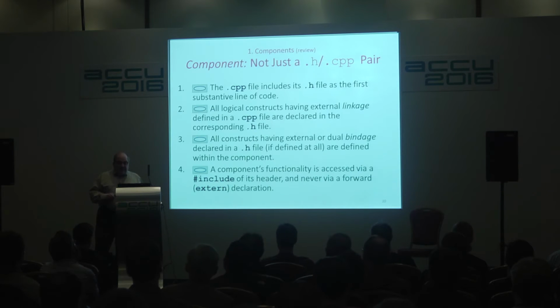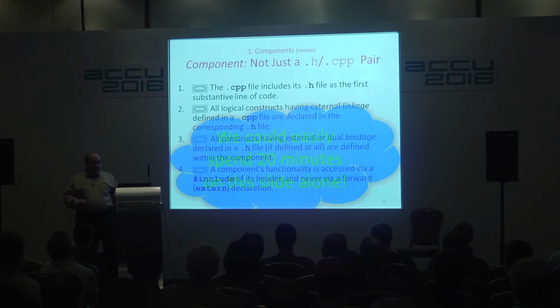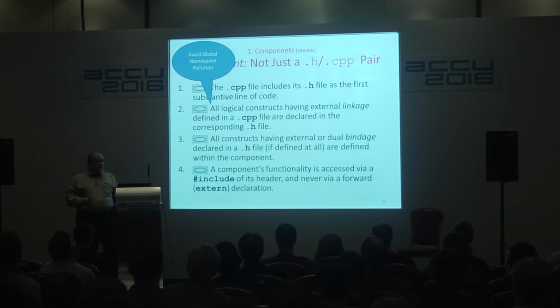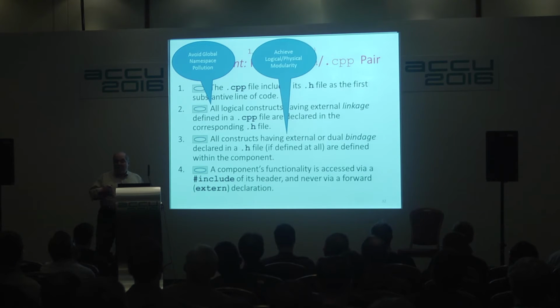So here are the other 3 properties. And the thing is, I'm not actually going to talk about them because it would take like 20 minutes, and there's a lot of stuff there. So just in a nutshell, the first one is really to avoid global namespace pollution. They're all very much related.